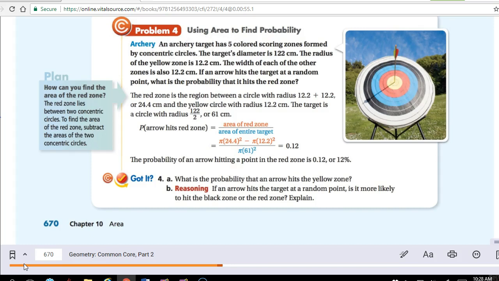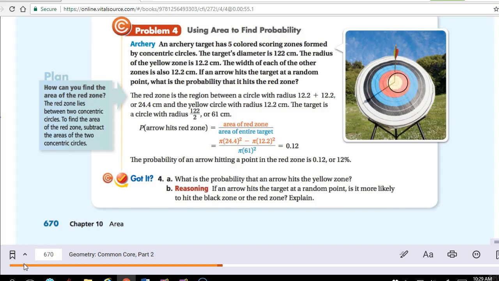It says an archery target is 5 colored zones formed by concentric circles. That just means one circle inside of another, and so on. The target's diameter is 122 centimeters. Of course, that means the radius would be 61, or half of that. The radius of the yellow zone is 12.2 centimeters.